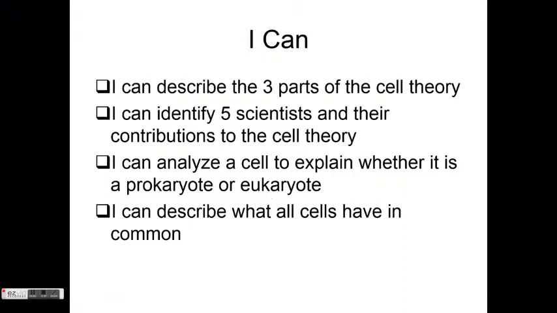These are the things that you should be able to do at the end of class. Everything on here should be on the PowerPoint, so we will go over these when we're finished, but make sure that as you're going through the PowerPoint, you can do these 4 things. The first one, you should be able to describe the 3 parts of the cell theory. You should be able to identify 5 scientists and their contributions to the cell theory. You should be able to analyze a cell to explain whether it's a prokaryote or a eukaryote. And you should be able to describe 5 things that all cells have in common.